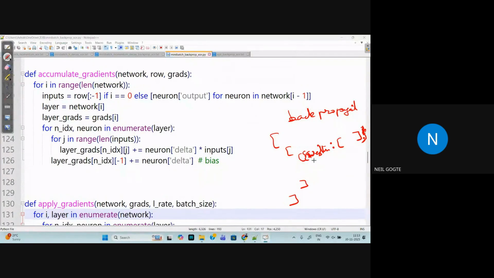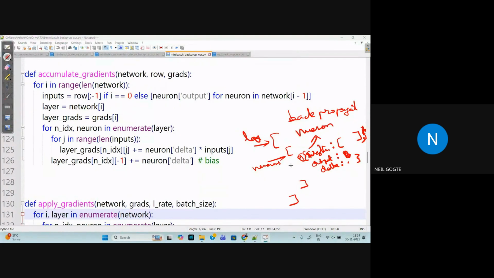Now remember what has happened here. During forward propagation, it has computed the output for every layer, which is a scalar for that neuron. And it has also accumulated the delta in backward propagation, which is also a scalar. So again, these are the layers, and these are each neuron in the layer. Each neuron is represented in the layers data structure, in the network data structure, as a dictionary. Remember? This is each neuron.